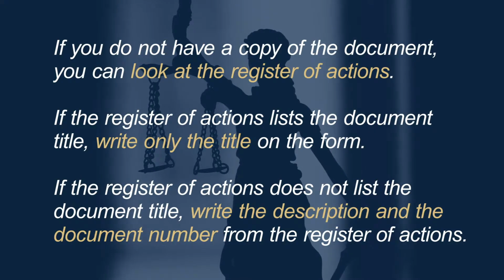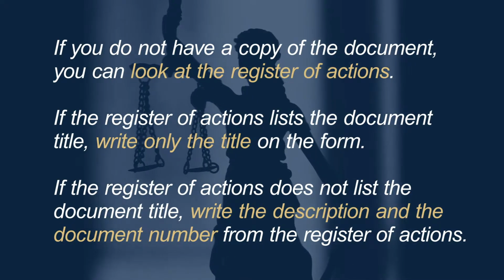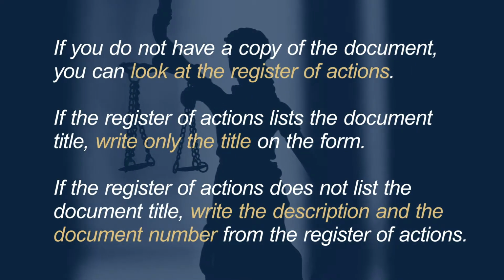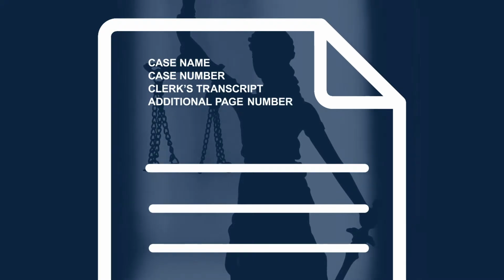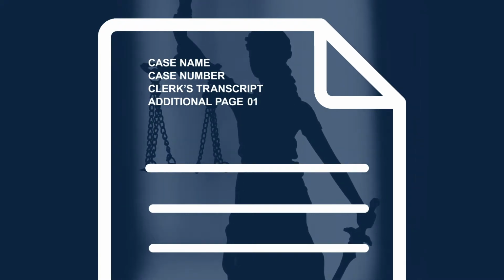So on the form, write the description and also write the document number from the Register of Actions. Attach as many pieces of paper to Form APP-003 as you need to make a list of all the documents you want. It helps the clerk if each piece of paper you file has a heading that has a shortened case name, the case number, and a description, like Clerk's Transcript Additional Page Number, and include the page number.